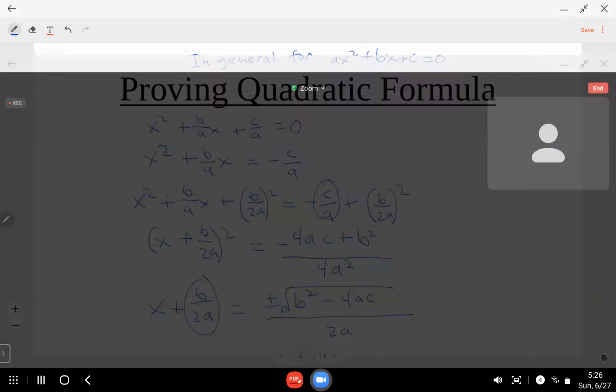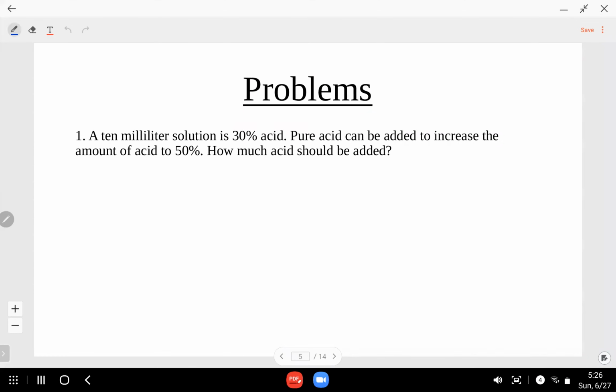All right. So I hope you have taken your notes. Let's move on. Okay, so now to the actual problems. Okay, so our first problem is a word problem. A 10 milliliter solution is 30% acid. Pure acid can be added to increase the amount of acid to 50%. How much acid should be added? So please put your answer in the chat once you are done.